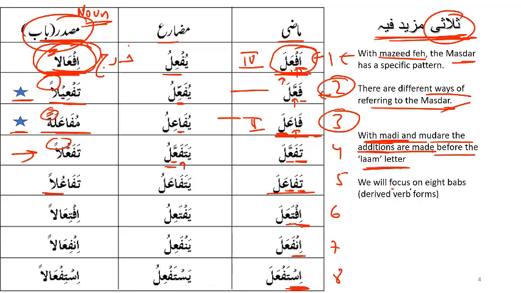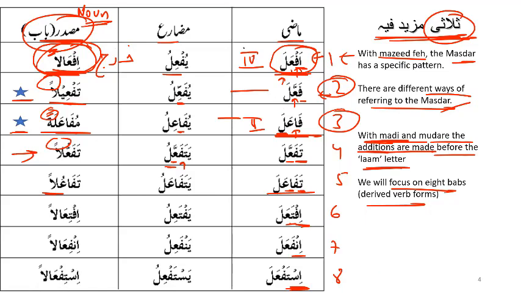And as I said before, we'll focus on these 8 derived forms. There are other derived forms also, but with respect to the Quran, these are the ones that show up, and that's why we'll only focus on these 8. And if you learn these 8, you are in good form.